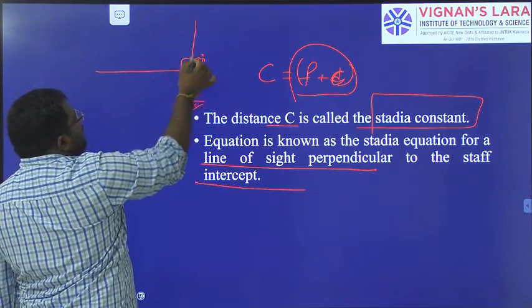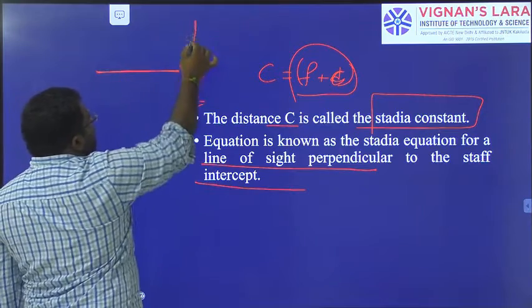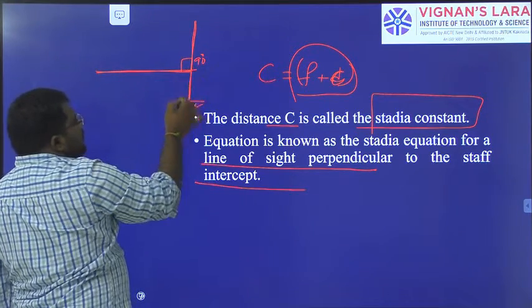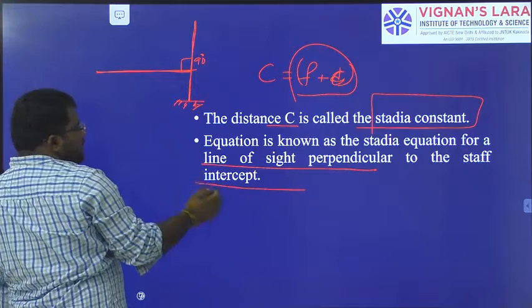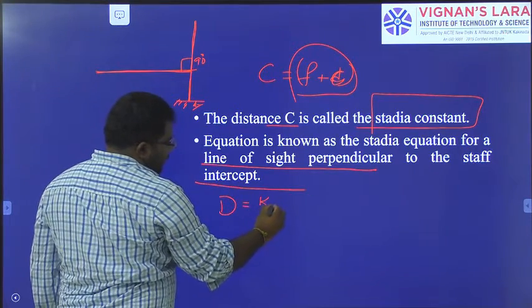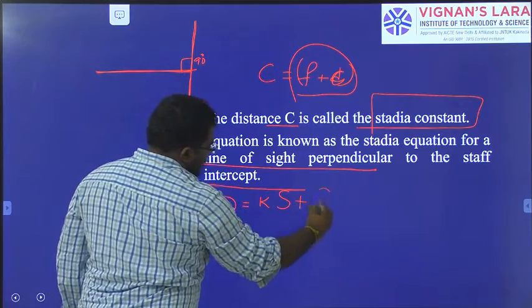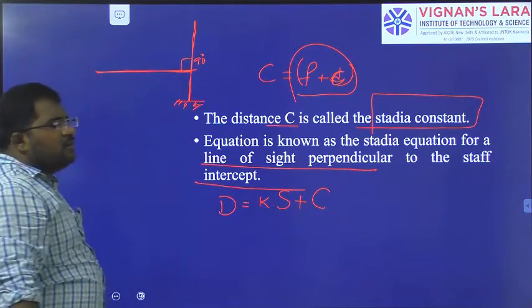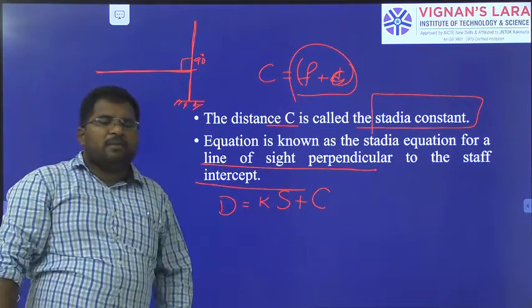So here it is 90 degrees, a straight line. This is the condition. To find the horizontal distance, we have capital D equal to ks plus c. This is the equation for the distance determination.